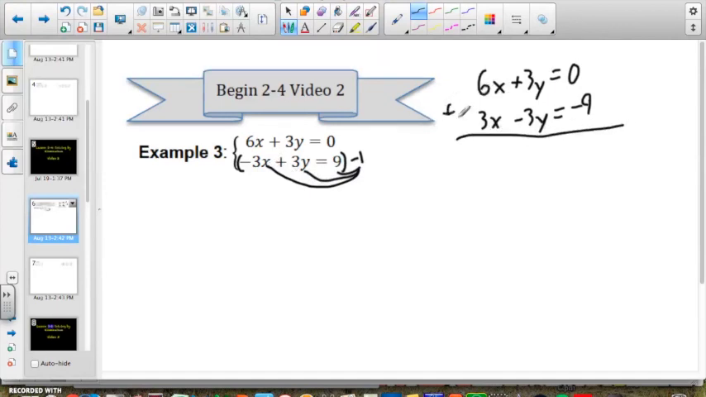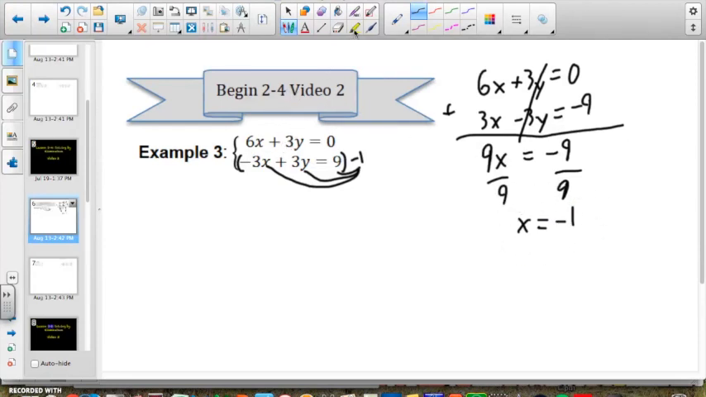Now when I add these together, my original top equation and my new second equation, I'm going to be able to cancel out. 6x and 3x is going to give us 9x. This time our y's are going to cancel out because they have the same number and opposite signs. And then 0 and negative 9 is going to give us negative 9. So I just divide both sides by 9, and I'm going to find that my x value is going to be negative 1.